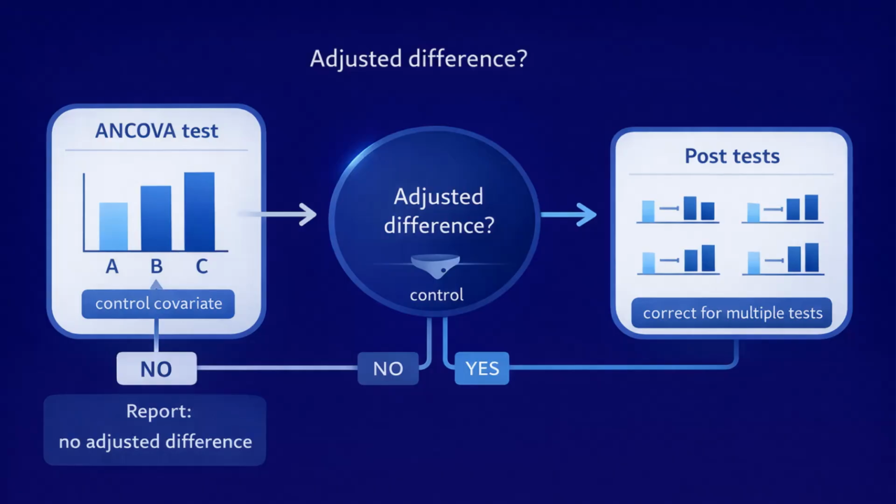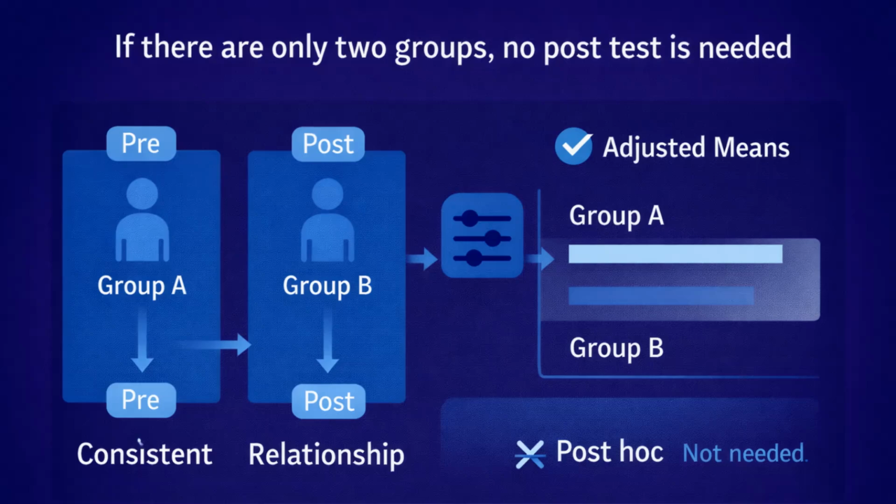The ANCOVA answers one question. Is there a statistically significant difference among groups on the outcome after controlling for the covariate? If that test is not significant, interpretation stops. If the test is significant, and there are more than two groups, post-tests are used to determine which specific groups differ. These post-tests compare adjusted means and use a correction for multiple comparisons. If there are only two groups, no post-test is needed because the adjusted mean difference already answers the question.